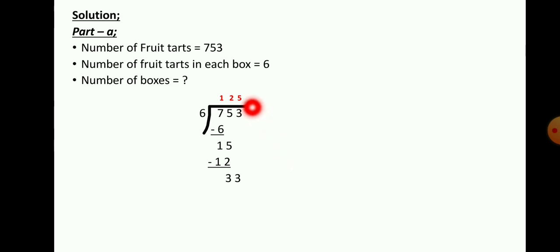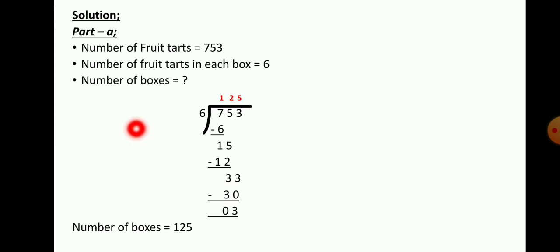So we'll write 5 here at the top and we'll write minus 30 below. Now we'll subtract it. 3 minus 3 equals 0 and 3 minus 0 equals 3. So here we have the remainder, that is 3, and our answer is 125. So we'll write this answer like that. Number of boxes are 125. So this is the first half of the question.